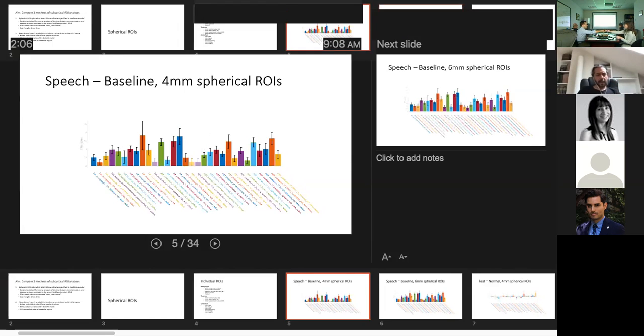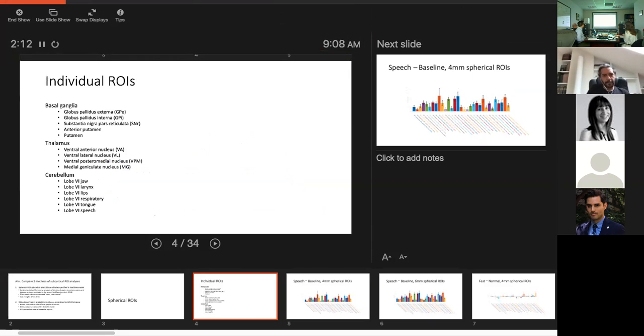These spherical ROIs are all looking at subcortical structures, or what is it that we're looking at? Yeah, exactly. For all of these structures, there's a spherical ROI placed at the DIVA model coordinate. Okay, fantastic.